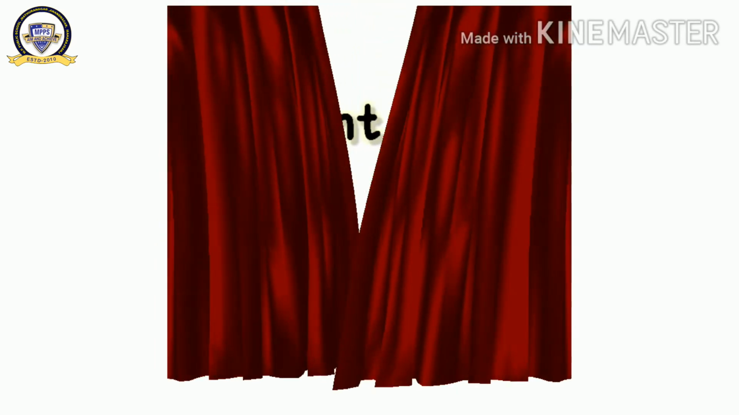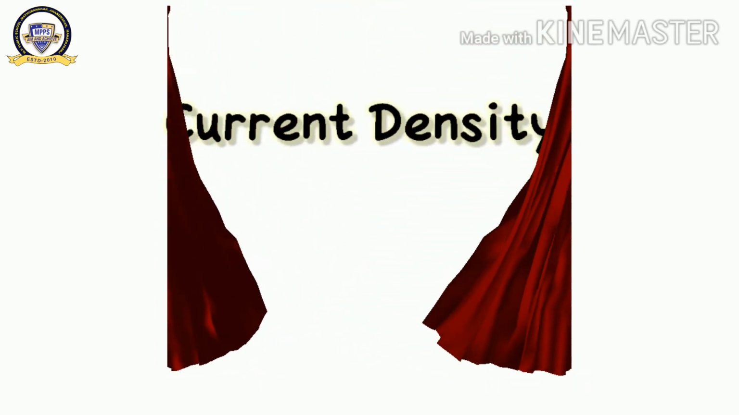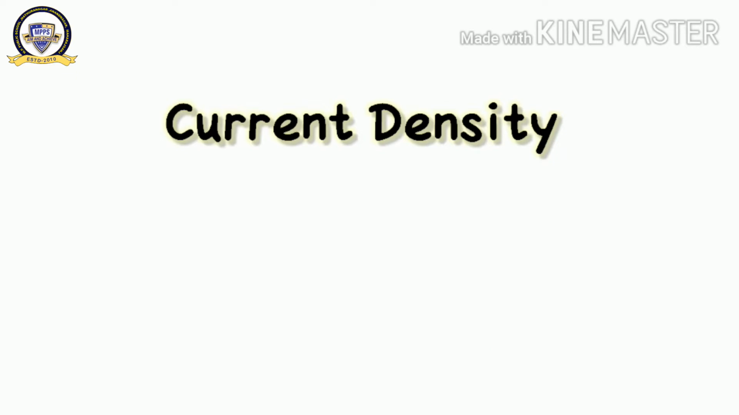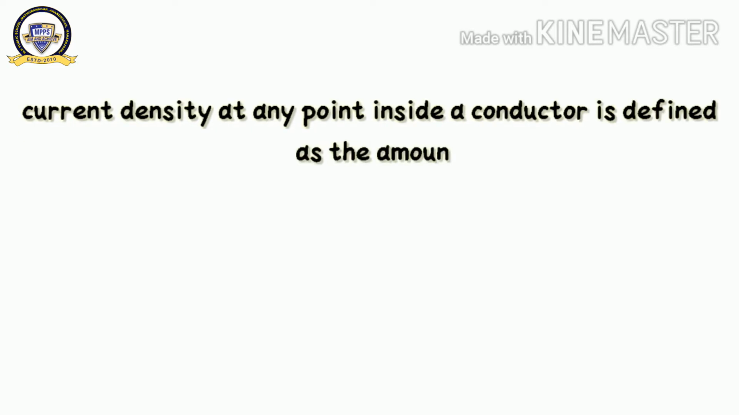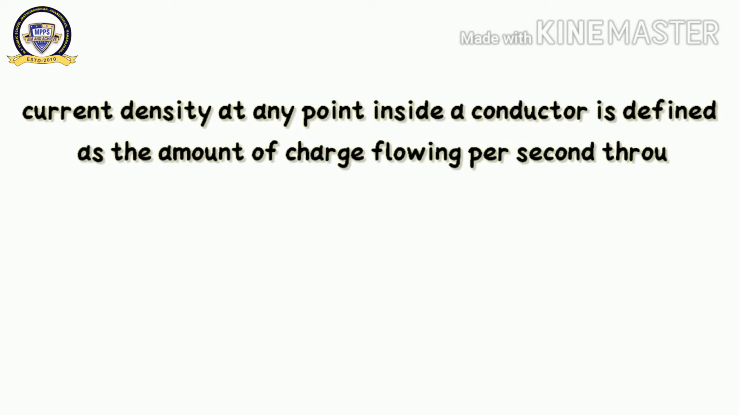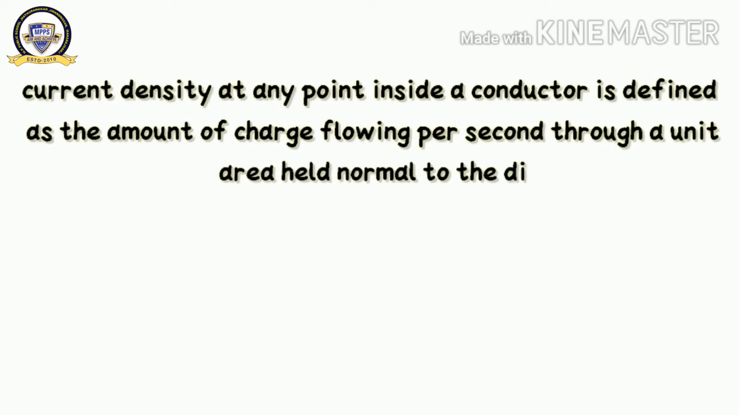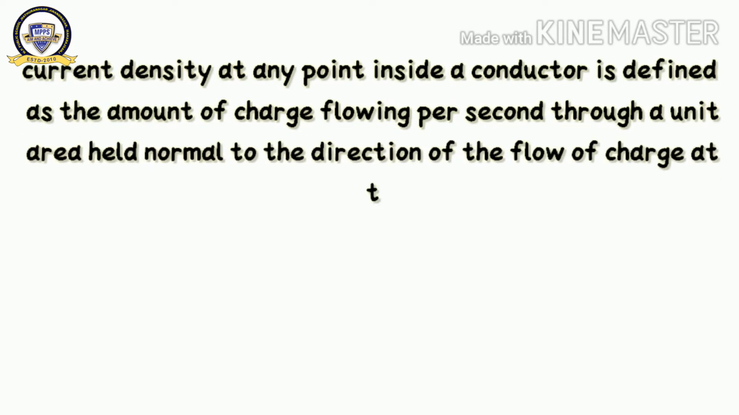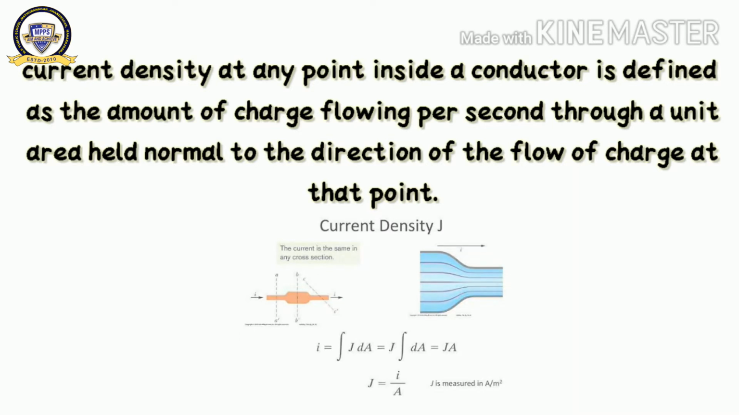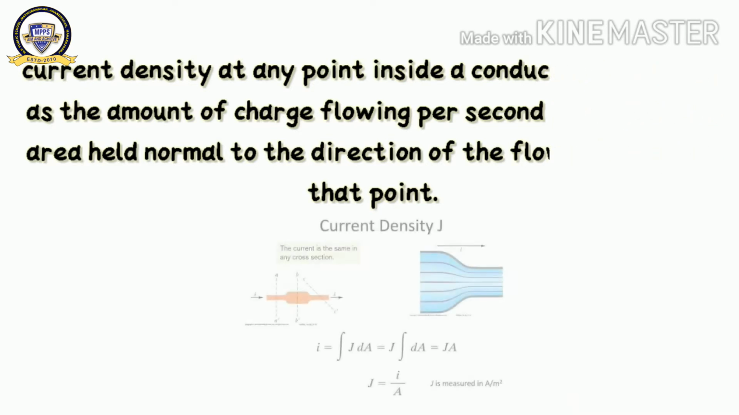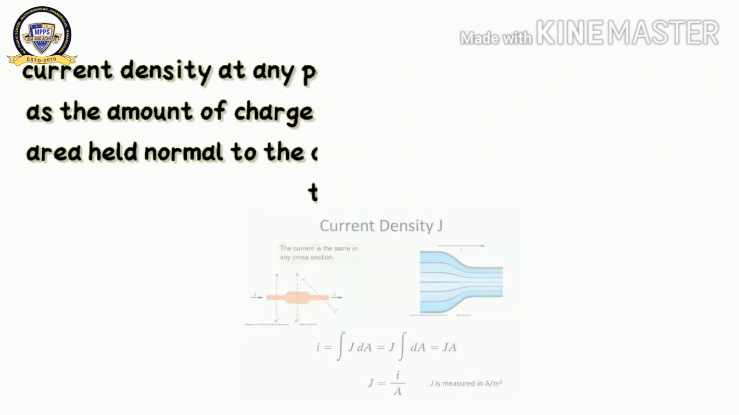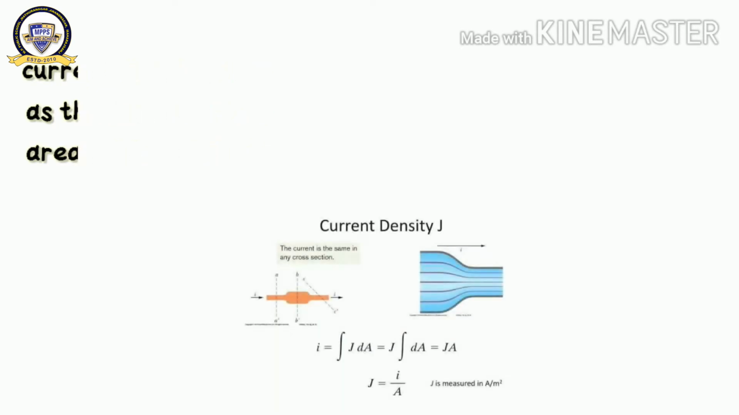In this session, we will talk about drift velocity of current electricity. So we will define it first of all. Current density at any point inside a conductor is defined as the amount of charge flowing per second through a unit area held normal to the direction of the flow of charge at that point. It means that the current density can be found out by dividing the total intensity or magnitude of current by the total area through which the current is flowing.